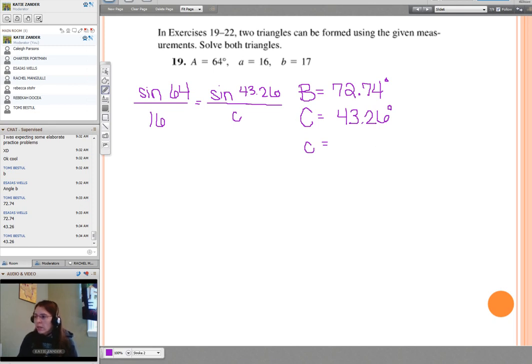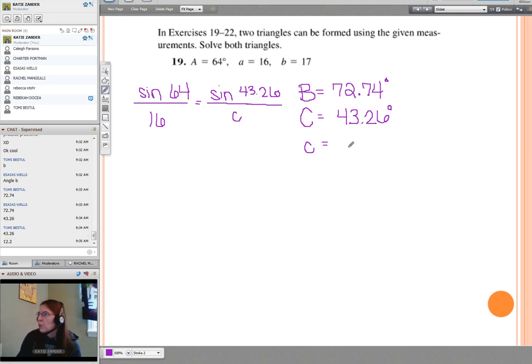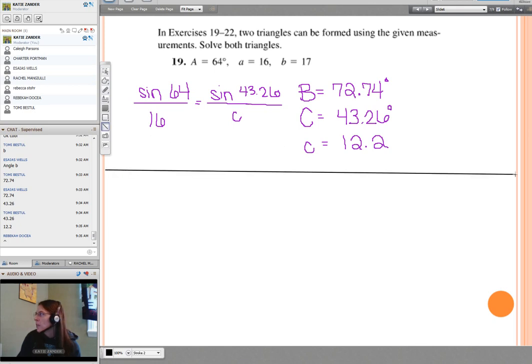All right, cross multiply here. This time inverses are not needed because you're finding a side, not an angle. What do you get for your approximation for side C? 12.2. And Rebecca seconds that. Awesome. Okay, so that's case 1.